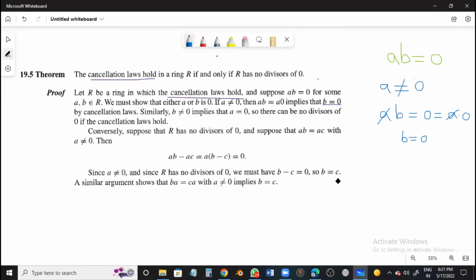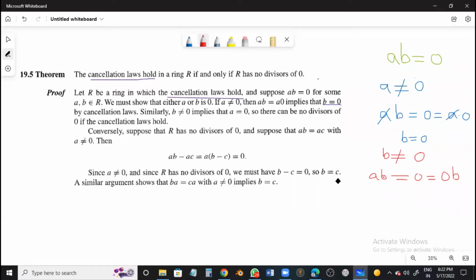Same way, if I start with the assumption that B is non-zero, what is our target? We want to see whether A happens to be 0. I started with B not 0. Now A into B is 0, I know. But 0 can be written as 0 into B. This is for my convenience. I can write it as A into 0 also, but I take 0 into B because I know cancellation laws hold.